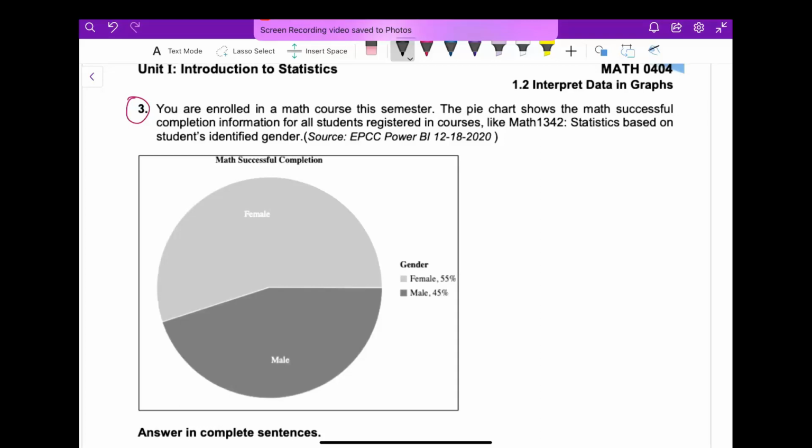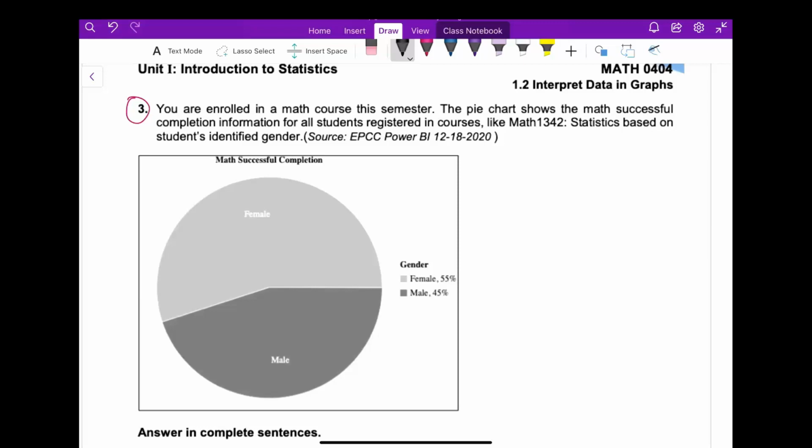So we continue on question number 3. You are enrolled in a math course this semester. The pie chart shows the math successful completion information for all students registered in courses like Math 1342. Statistics based on students' identified gender.